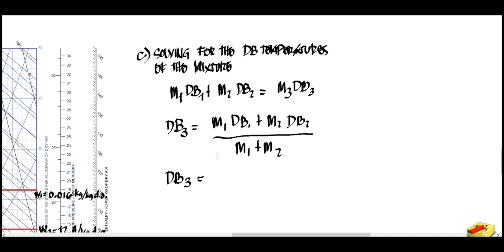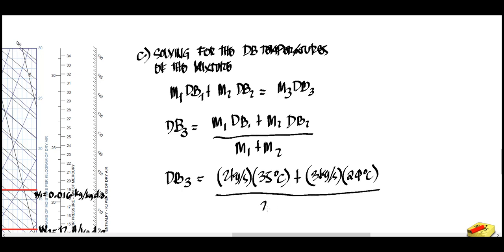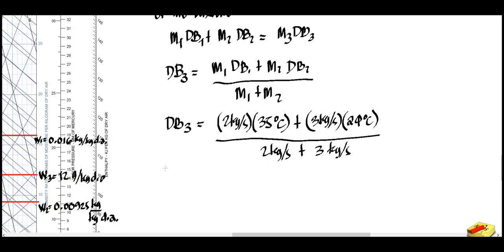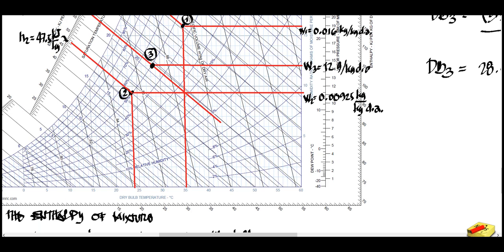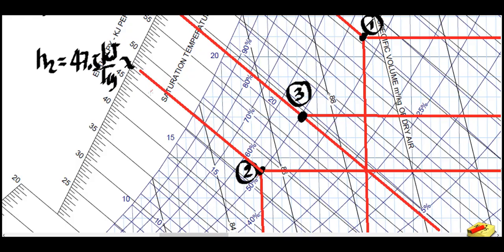So mass 1, we have 2 kilogram per second, multiplied by the dry bulb 1, which is 35 degrees Celsius, plus the mass 2, we have 3 kilogram per second, multiplied by the dry bulb 2, which is 24 degrees Celsius, then divided by 2 kg per second plus 3 kg per second. So cancel the common units. Okay. So we have 28.4 degrees Celsius. Plotting that one, this is 28. So let's draw the line here, no?